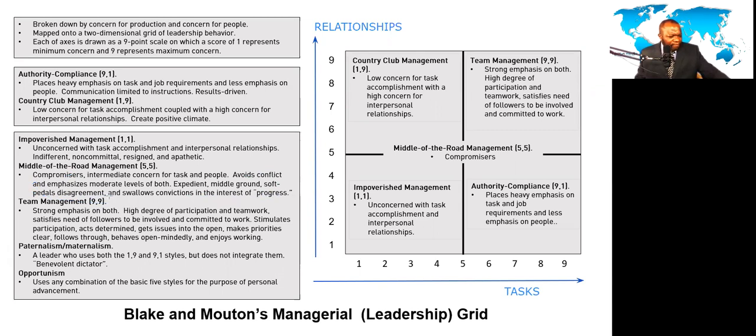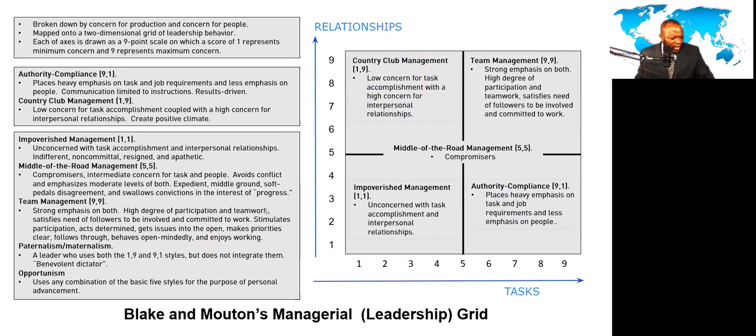Now, another two definitions have been added to the original 5. We have the paternalism or maternalism manager, a leader who uses both the 1-9 and the 9-1 styles, but does not integrate them. We call this the benevolent dictator. So we have those individuals swinging between country club management and sweatshop management.